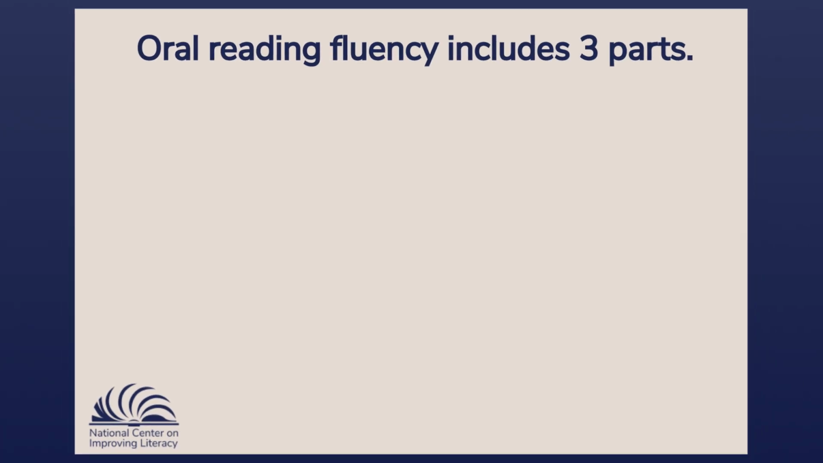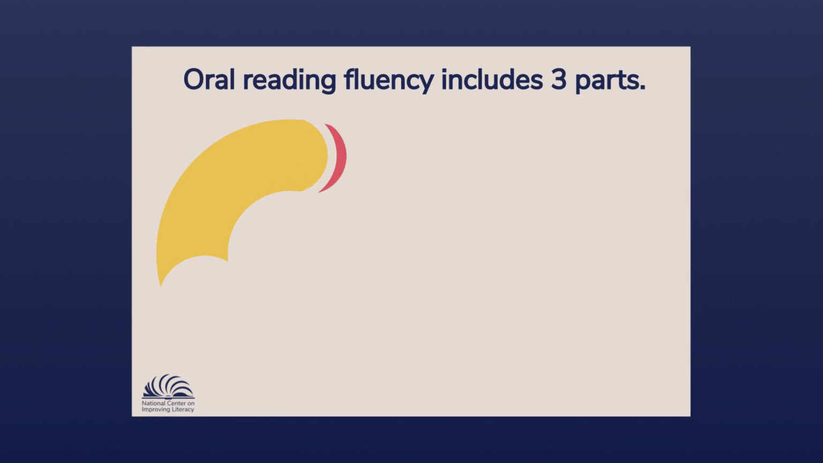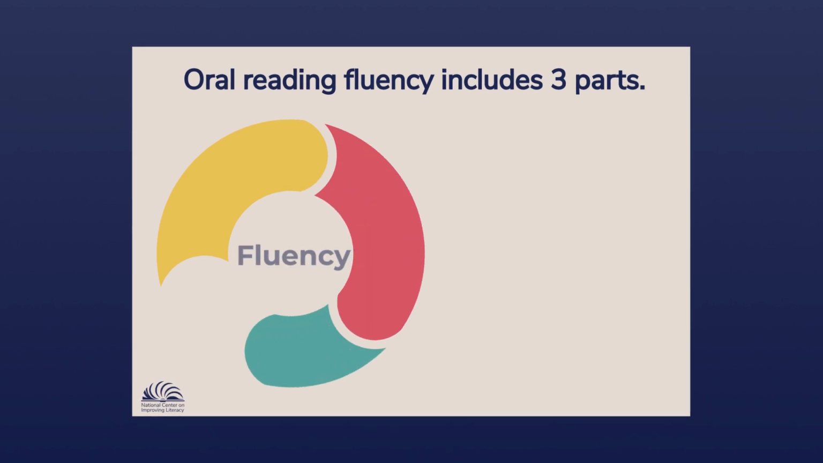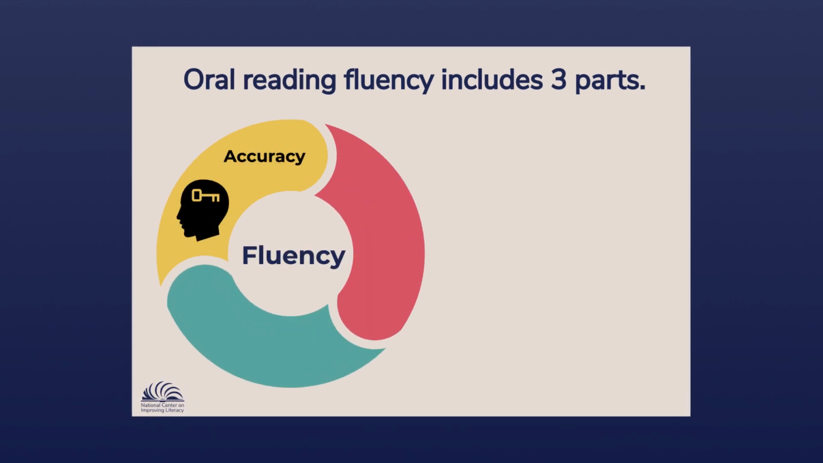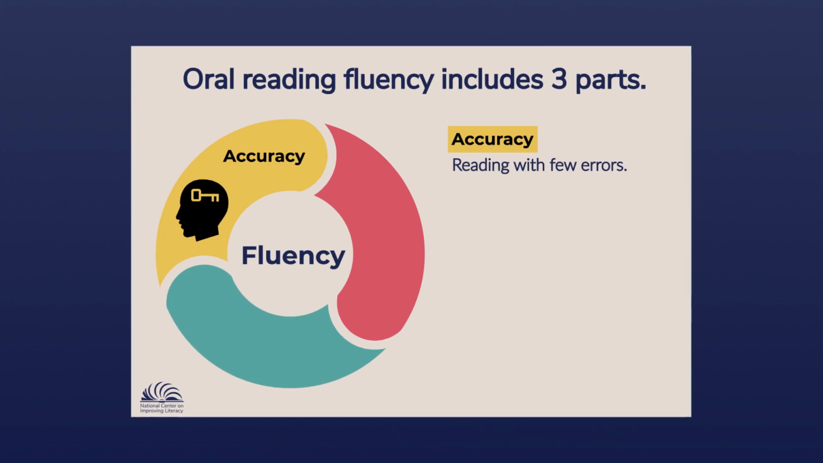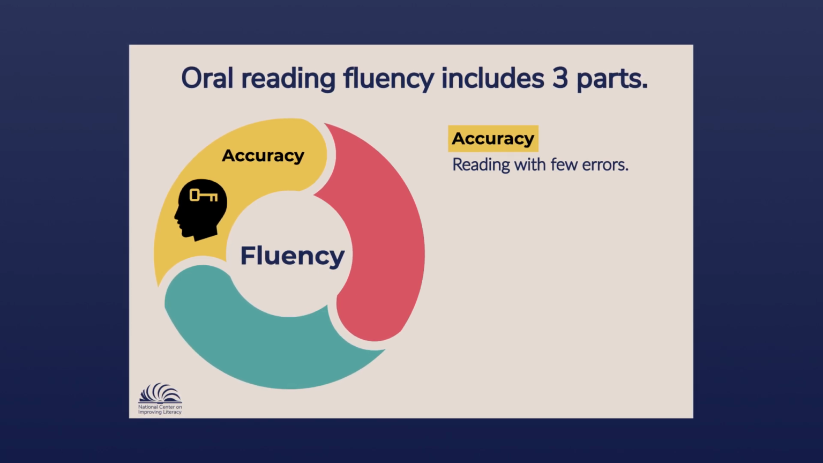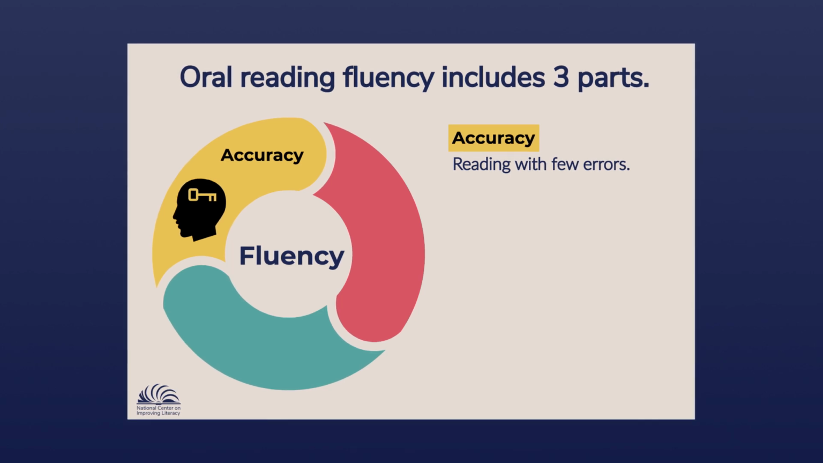Let's take a closer look at the 3 components of fluency as defined by the National Reading Panel and illustrated in this graphic by the National Center on Improving Literacy. We start with accurate reading as the foundation of fluency. Accuracy is the ability to read words precisely with very few errors. At the beginning of reading instruction, accuracy is strongly associated with decoding skills, or being able to correctly sound out the letters that make up a word.